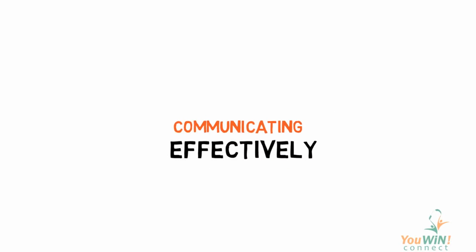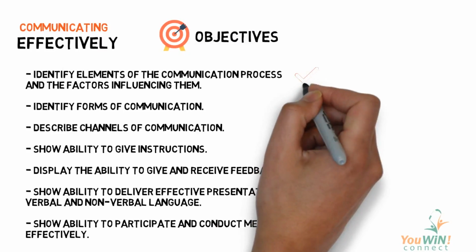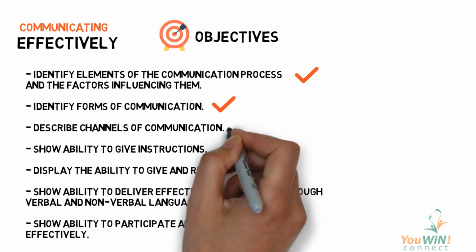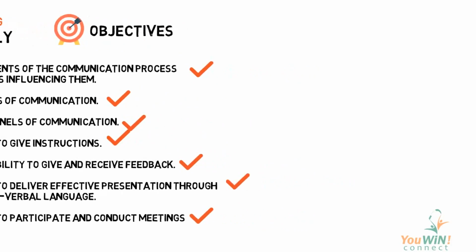Our first module is communicating effectively. By the end of this module, you should be able to identify elements of the communication process and the factors that influence it, identify forms of communication, describe channels of communication at work, show ability to give job instruction, display the ability to give and receive feedback, show ability to deliver effective presentations by using verbal and non-verbal language, show the ability to participate in and conduct meetings effectively.